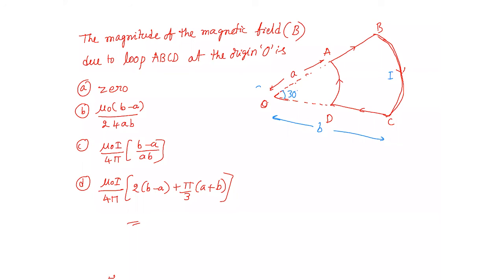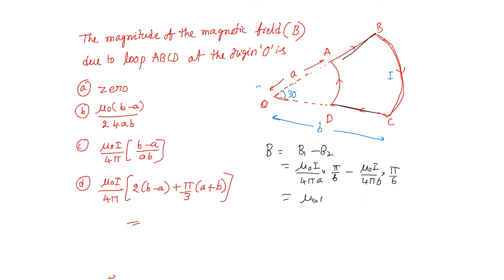Okay, so how to solve this? See here, children. This is a part of the circle. The side parts will not produce any magnetic field, only the curved parts. This part will produce magnetic field out of the screen. This part will produce magnetic field into the screen. So the total magnetic field is given by B1 minus B2. So it is mu naught I divided by 4 pi A into pi by 6 minus mu naught I divided by 4 pi B into pi by 6.